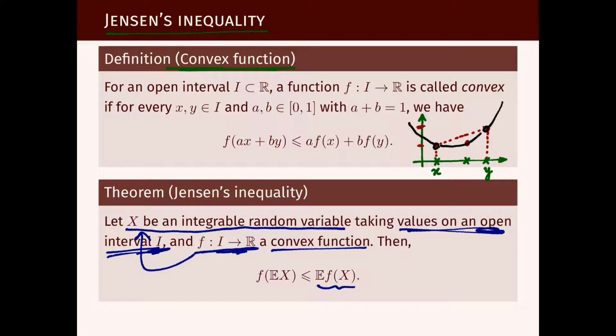And how can we prove this inequality? Well, the main step in the proof has little to do with probability theory or measure theory. It is a property of convex functions that I will just pull out of the hat, without much justification. It just comes from analysis. So here's the proof.